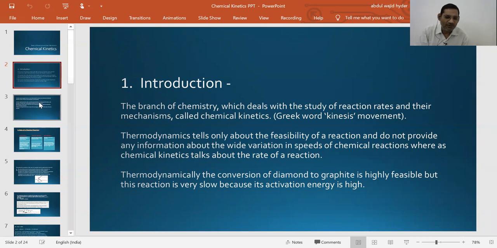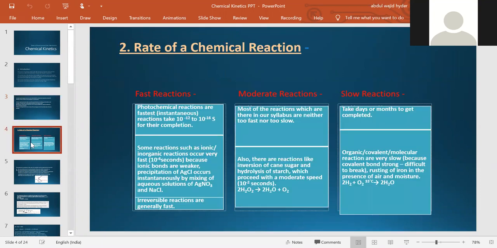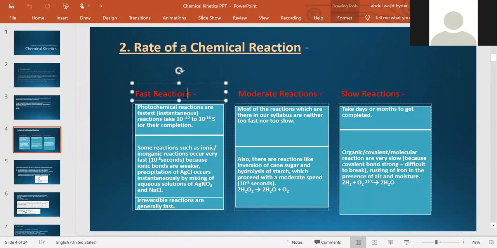So there was need of a branch of chemistry which can tell us about the rate of the reaction, about the speed of the reaction. So for that only chemical kinetics was introduced. Now see, rate of reaction: reactions can be fast, moderate and slow.